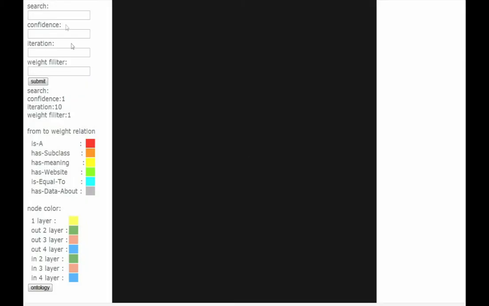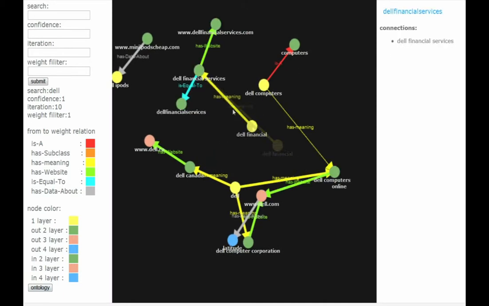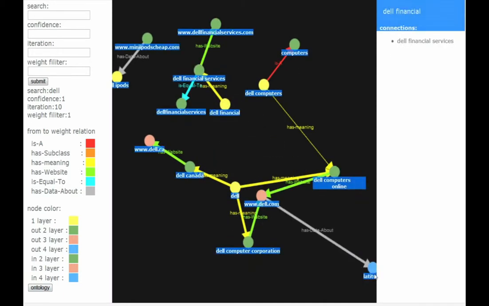In our first scenario, the user wants to find information about Dell computers. Maybe he wants to buy a new laptop or just check the prices. So in the ontology builder, he will type Dell. The builder will create the graph for him. So from this graph, we can get a lot of information about Dell.